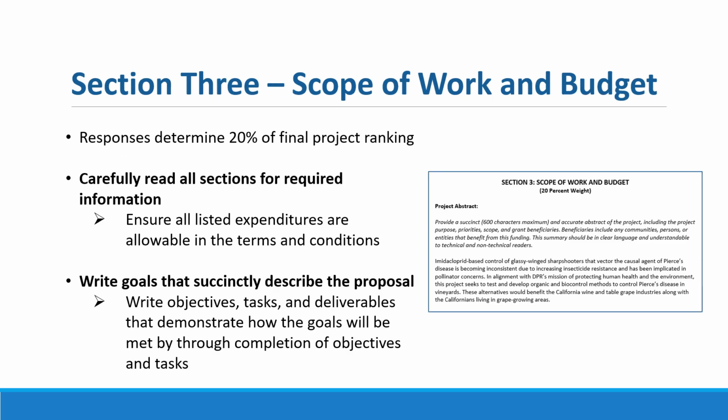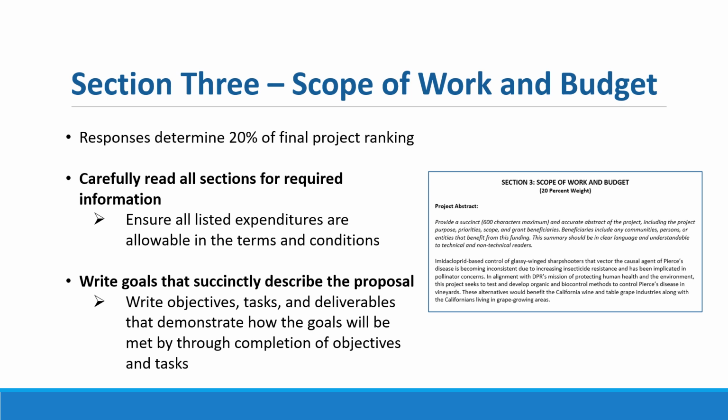Section 3, the scope of work and budget. This determines roughly 20% of the final project ranking. Carefully read this section for all required information. There are a number of facets that are easy to miss. Especially in the budget, ensure all listed expenditures are allowable per the terms and conditions that are relevant to your organization.